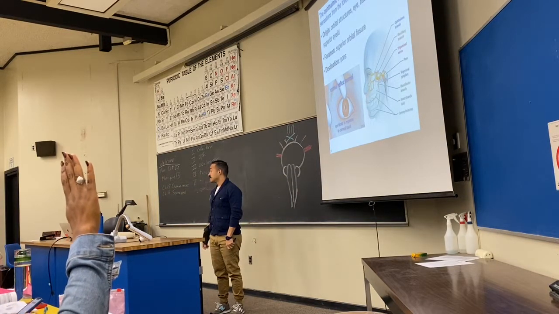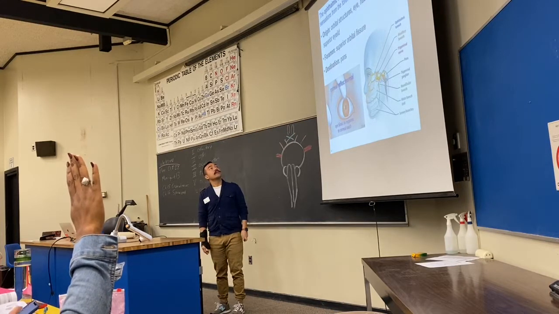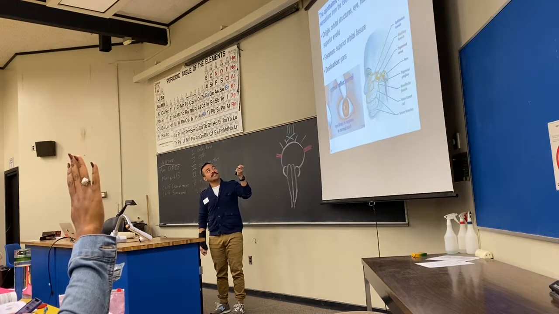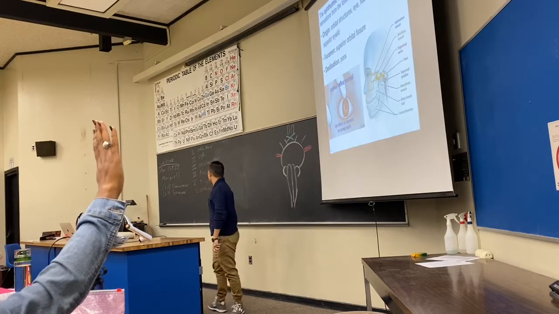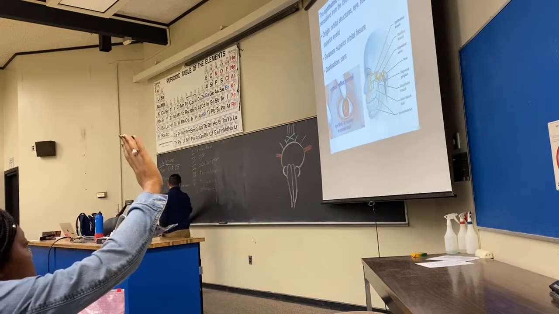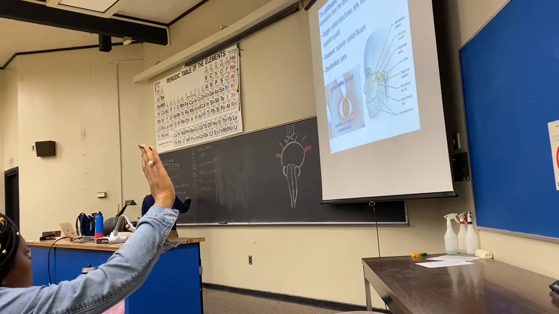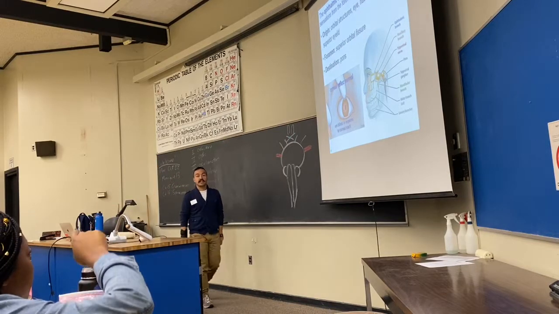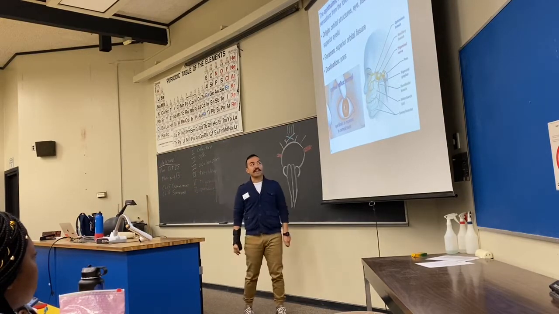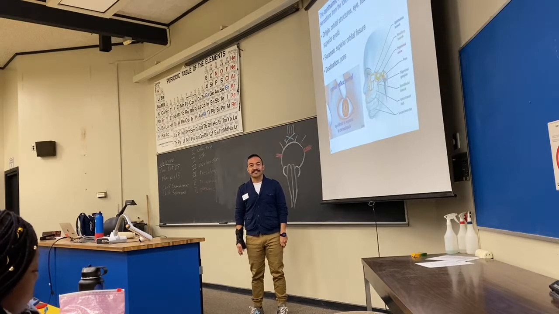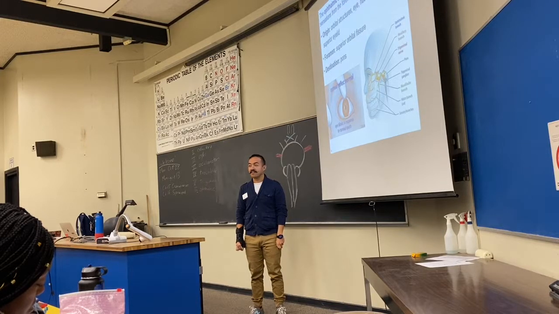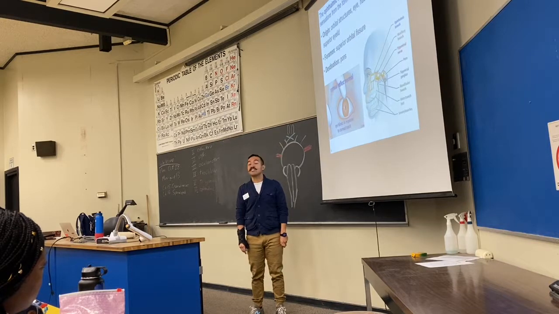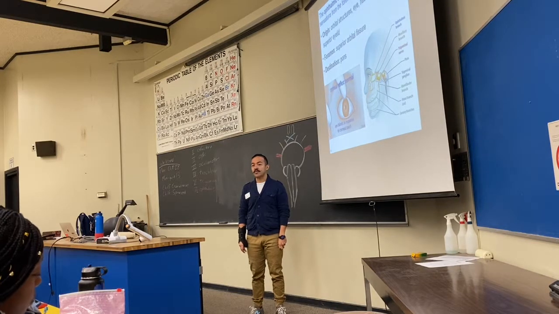Yes? So what is CN V1? Cranial nerve, first branch of the 5th cranial nerve. Does it have another name? Not to my knowledge. Ophthalmic branch of the trigeminal nerve. Do you have another name for 6? This isn't 6. This is 5, branch 1.